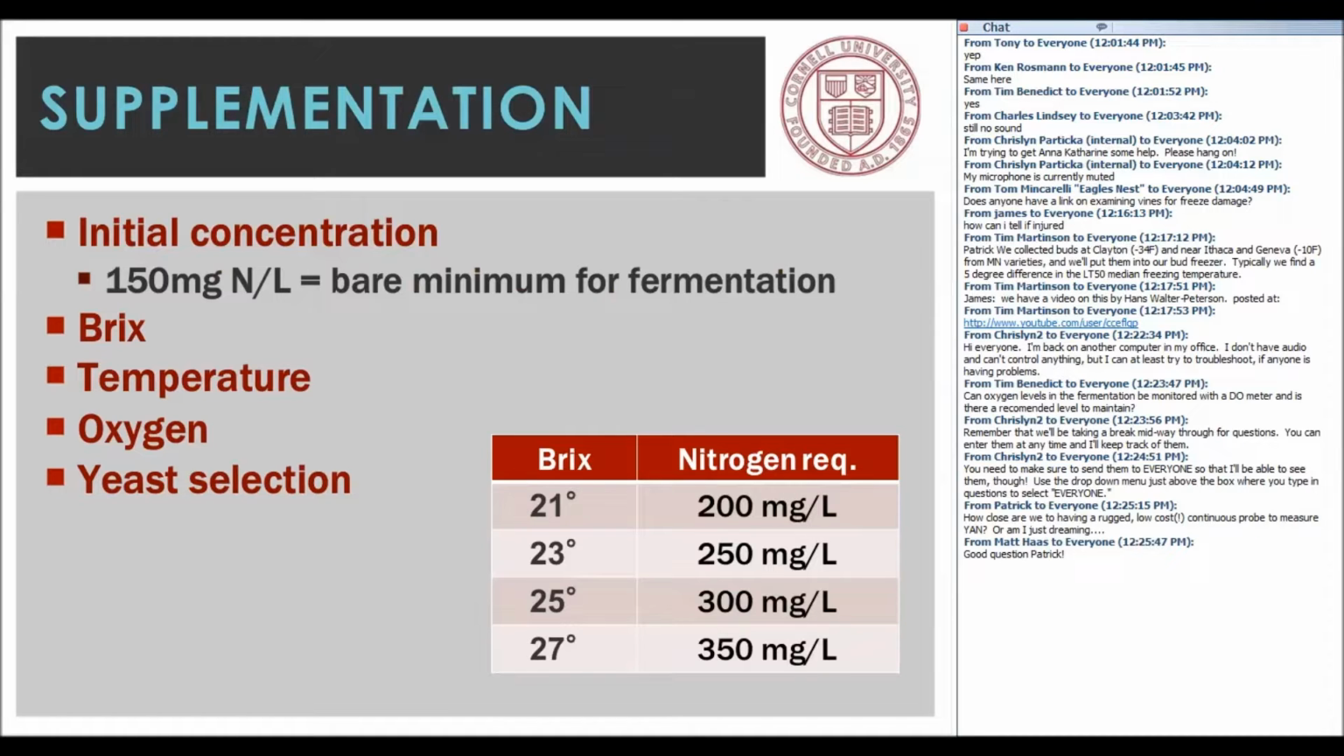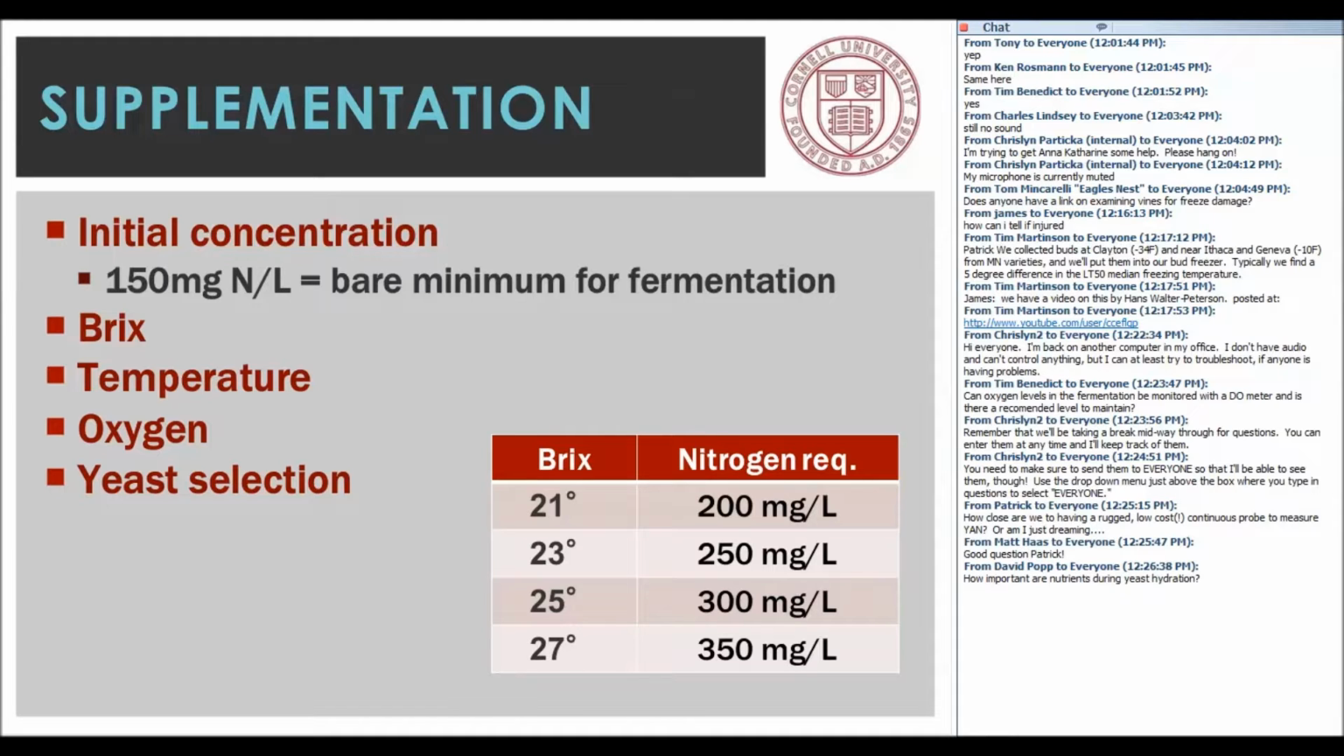You first need to know what your initial concentration is. Before I said 140 and below is deficient. If you want to play it really close, 150 is like the minimum you need for fermentation. Most vendors and most winemakers will recommend 200. Although if you look at the chart down here in the lower right-hand corner, you'll see that that varies by Brix. So if you're working with some of those Riparia-based hybrids where you get very high Brix, you're going to need to up your nutrition requirements to meet that.